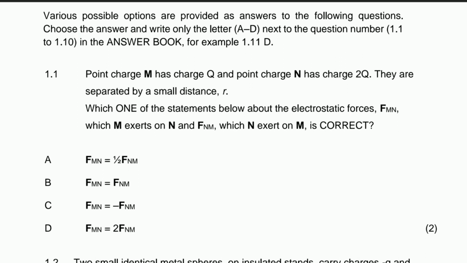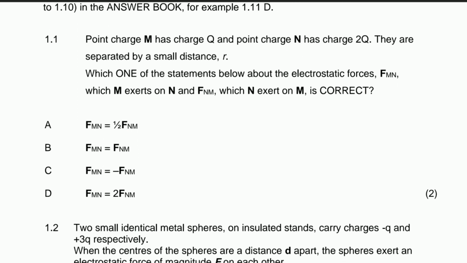Without saying more, we're going to start, and obviously the first question we're going to answer is always going to be the multiple choice. Question 1.1 says point charge M has charge Q and point charge N has charge 2Q. They are separated by a small distance R. Which one of the statements below about the electrostatic force F_MN, which M exerts on N, and the electrostatic force F_NM, which N exerts on M, is correct?